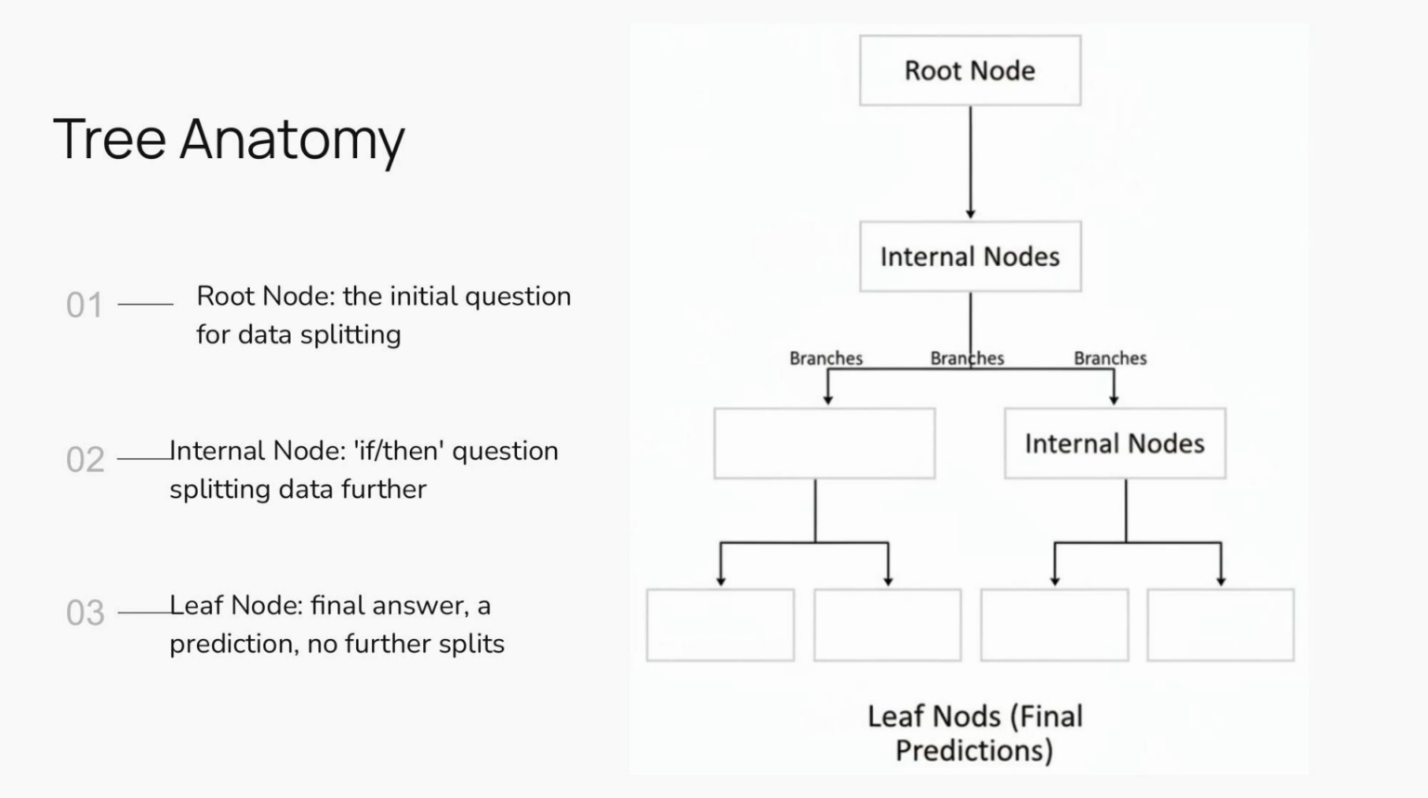Let's learn the lingo. It's simple. The node at the very top, where it all begins, is called the root node. This is the first question the model asks. Any node that splits is called an internal node, and the split itself is a branch. And most importantly, the nodes at the very end, the ones that don't split and just give you the final answer, are called leaf nodes. So data flows from the root, down the branches, to a leaf.